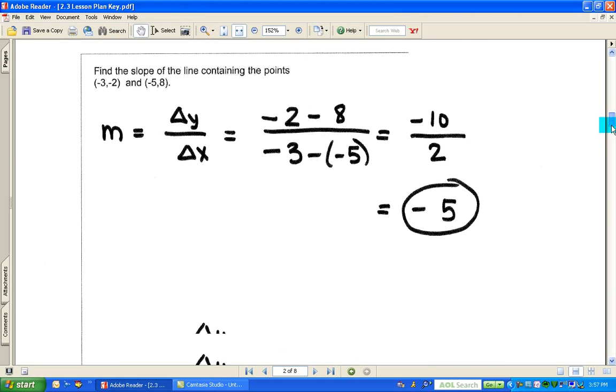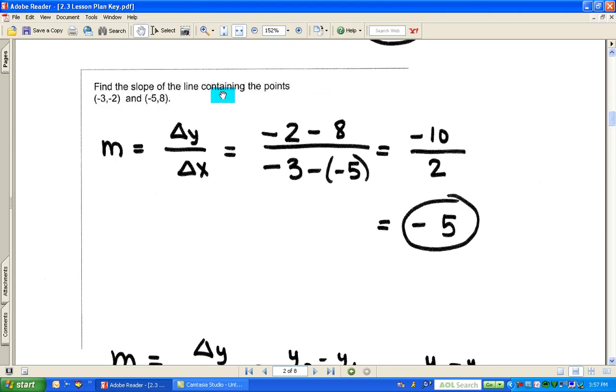Alright, let me scroll back up. Here we go. Here's another example. Find the slope of the line containing the points (-3, -2) and (-5, 8). Now, by definition, slope is the change in y divided by the change in x. Now, in order to find the change in y, you are going to subtract the y values. My first y value is -2. My next value is 8. So notice I have -2 minus 8.